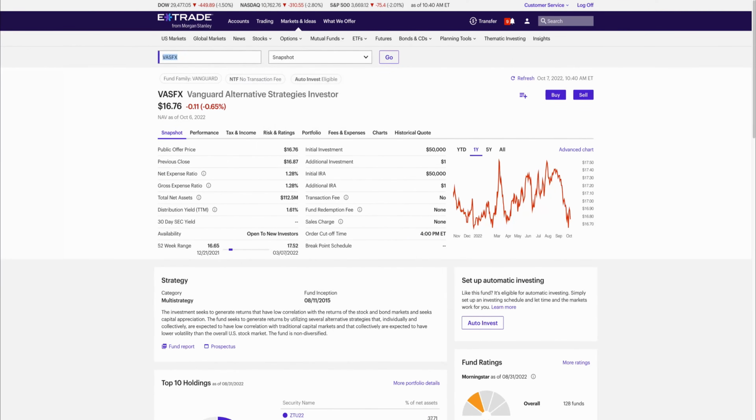The current price of the fund is $16.76. The minimum investment is $50,000, so it is not for everyone, I would say. Etrade provides a plethora of information here, such as ratios, distribution yield, fees, performance, tax and income, risk and ratings, and everything you need to know to make an educated decision.